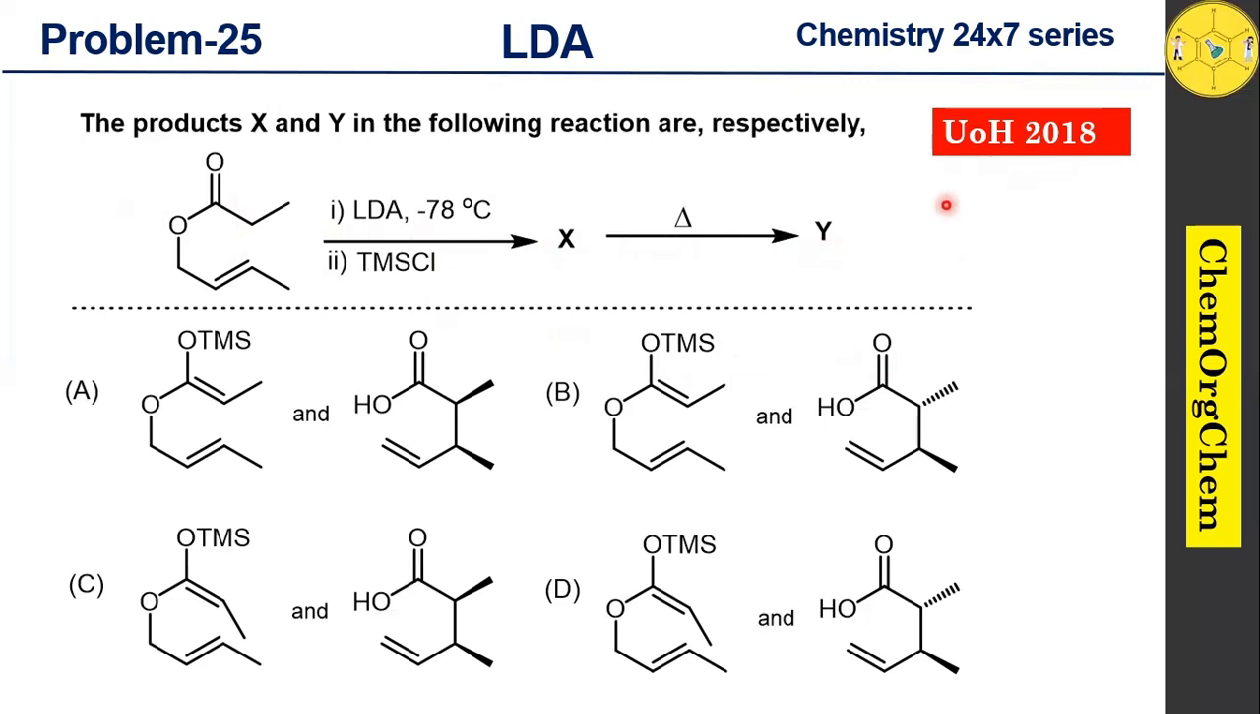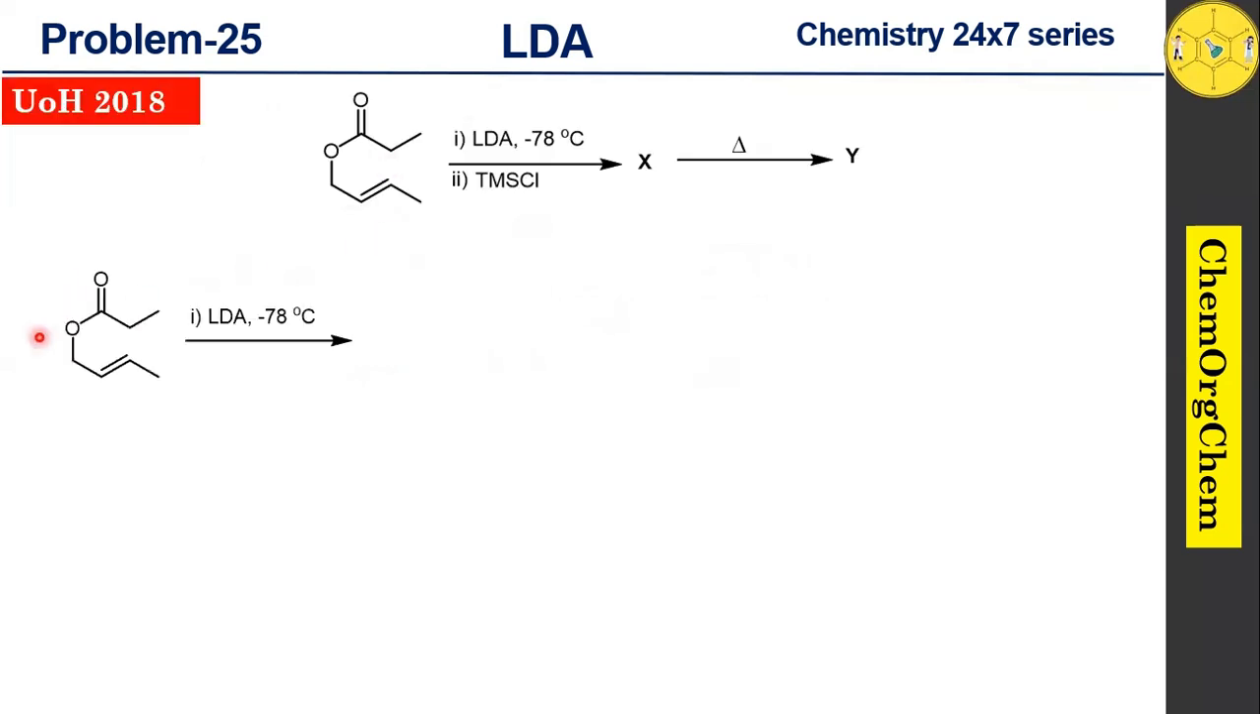So the question provides us this substrate, which initially reacts with LDA followed by trimethylsilyl chloride to produce this product X. This product X is further converted into product Y under heating reaction conditions. Here you see there are four options for X and Y. Let's find out together which is the correct option for this question. Let's start with our first reaction condition, which is LDA.